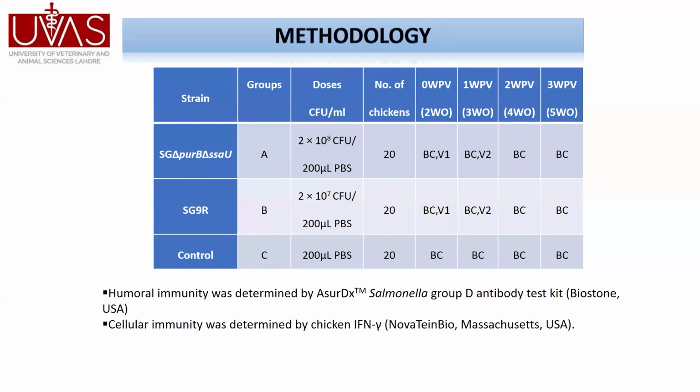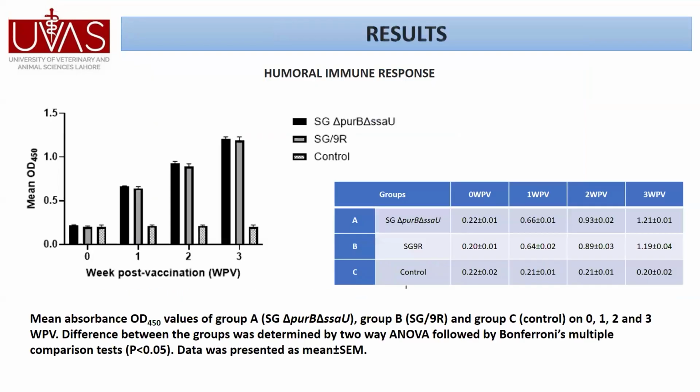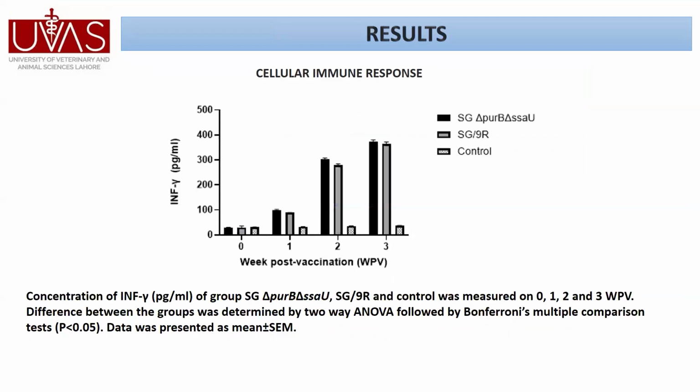Now, whether it is immunogenic, whether it provides immunity, that was interesting. We compared it with the only available live vaccine, SV9R. SV9R is quite a good vaccine, I believe. The vaccine which we produced was compared with 9R through humoral immunity, and its humoral immunity is almost the same as 9R. Cellular immunity somehow behaved a little bit better than 9R.